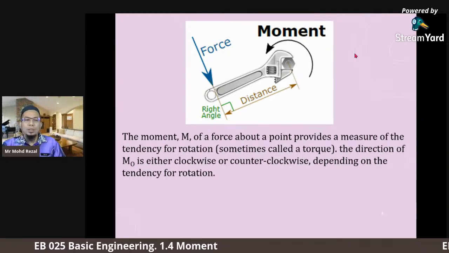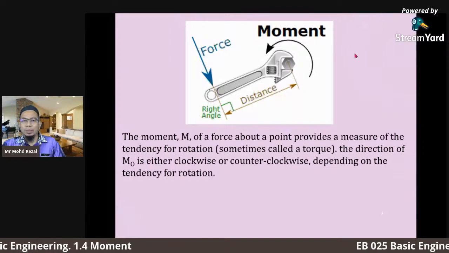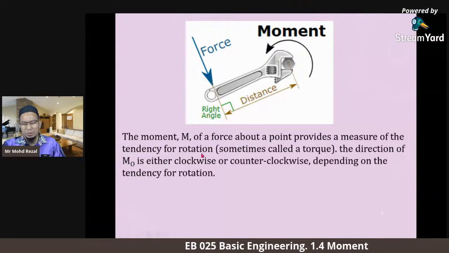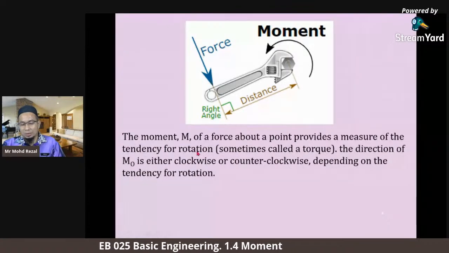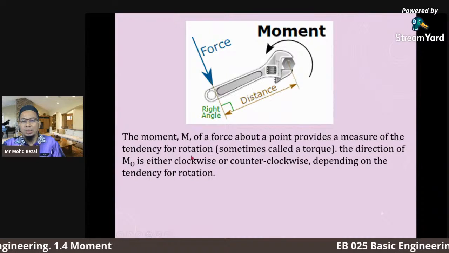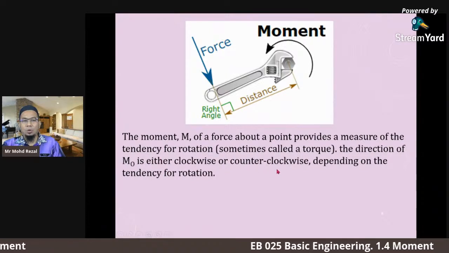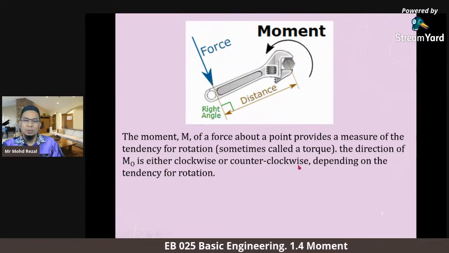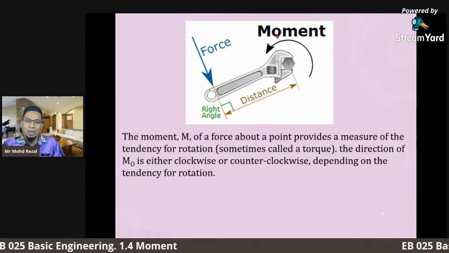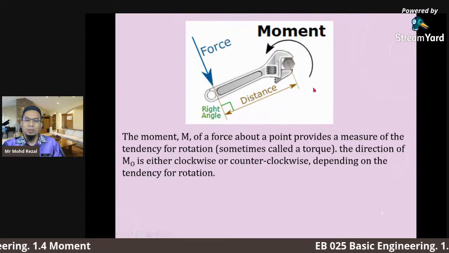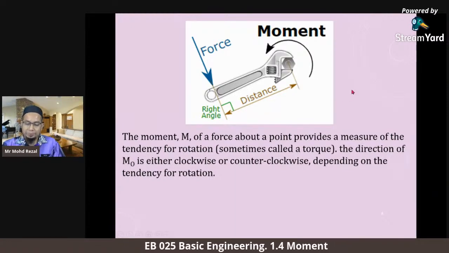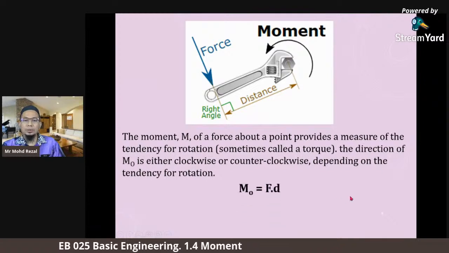The moment of force about a point provides a measure of the tendency for rotation. That means maybe it's not rotating, but there is a tendency for rotation. The direction of MO is either clockwise or counterclockwise, depending on the tendency for rotation. Okay, we go to the next slide.